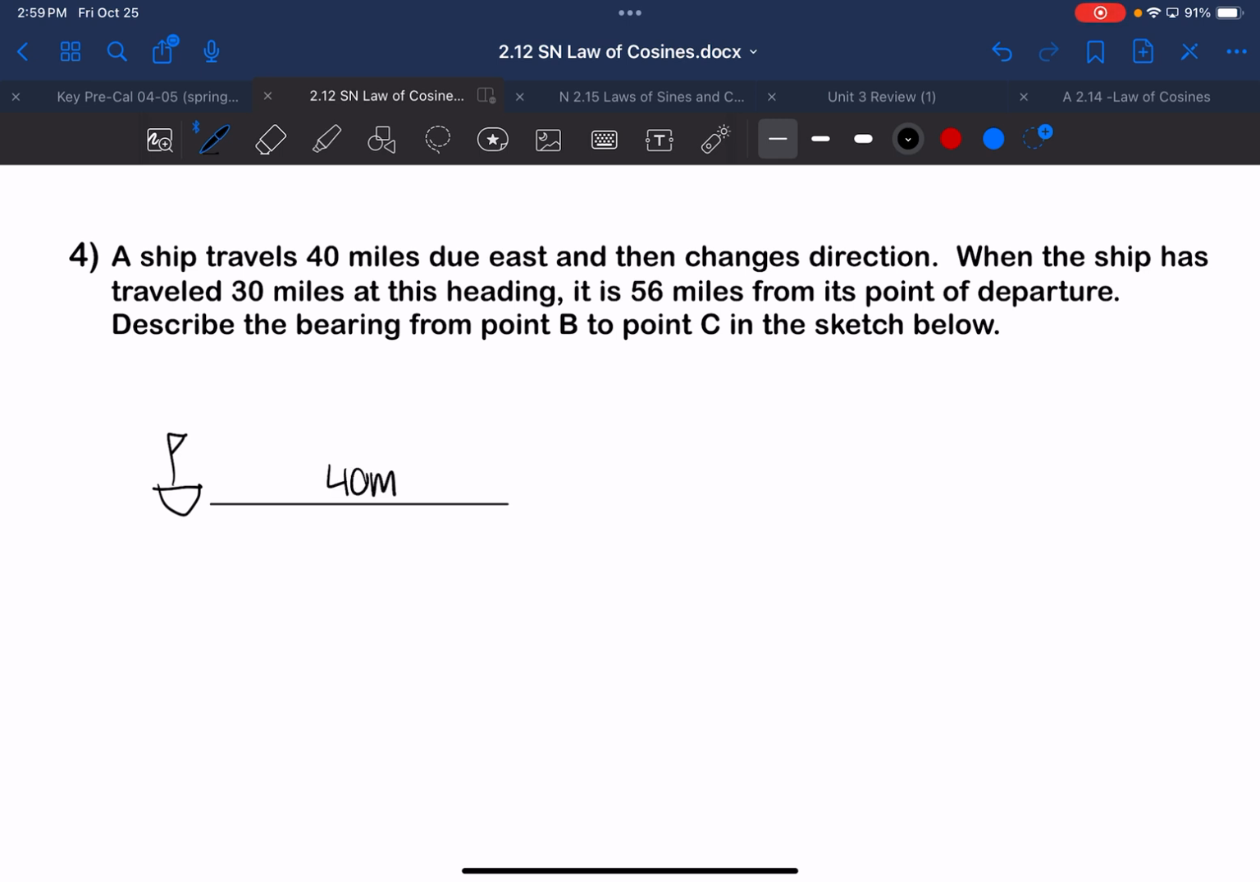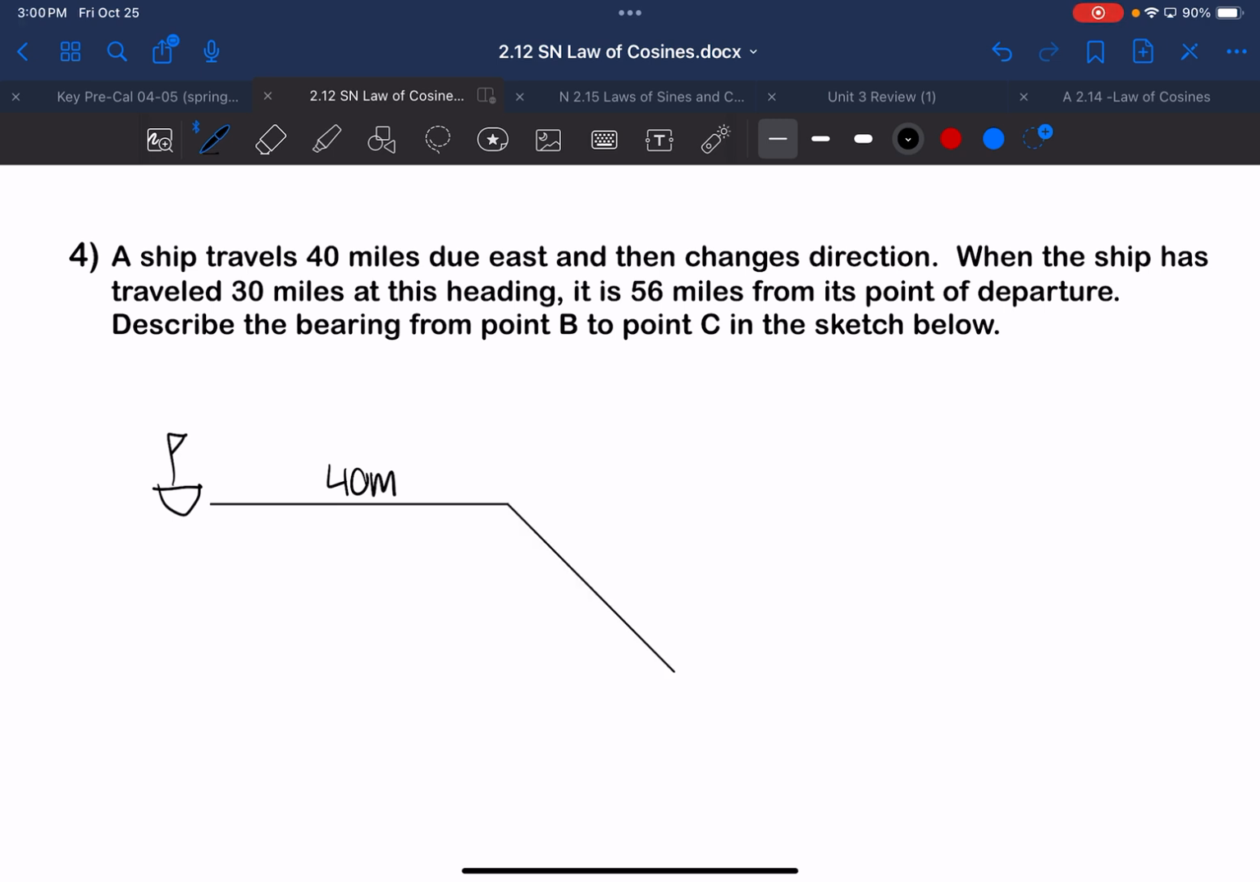Okay, and then all of a sudden it's going to change direction. It does not say which direction it changes to. It could maybe start going north. It could go south. It could go southwest. We don't know, right? We don't have any idea. So I'm just going to draw a line showing that it changes direction somewhat. So maybe it starts going kind of this way.